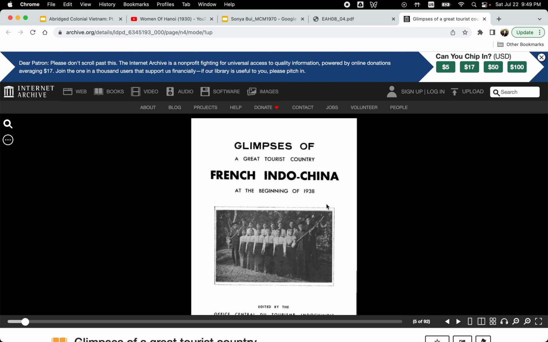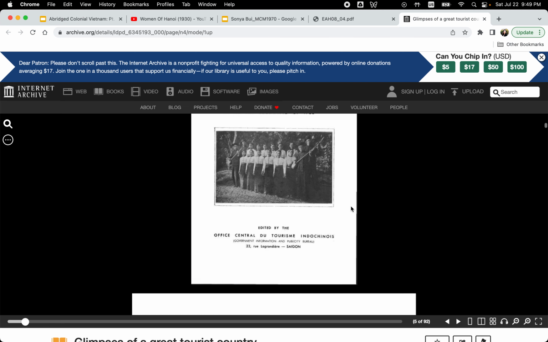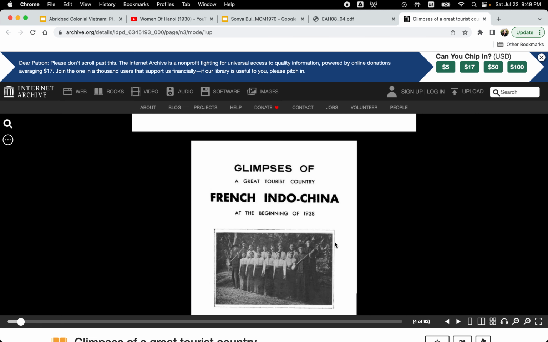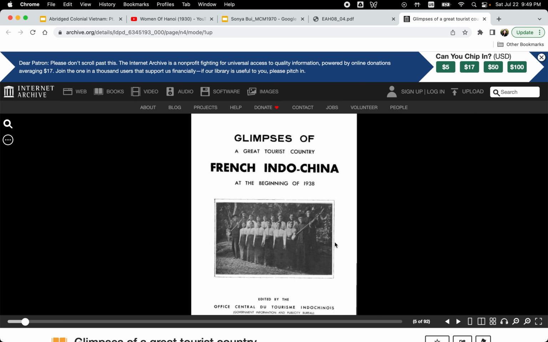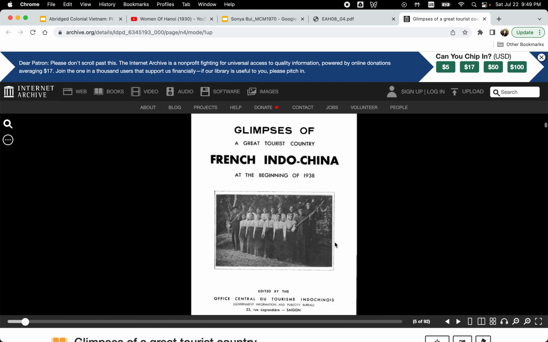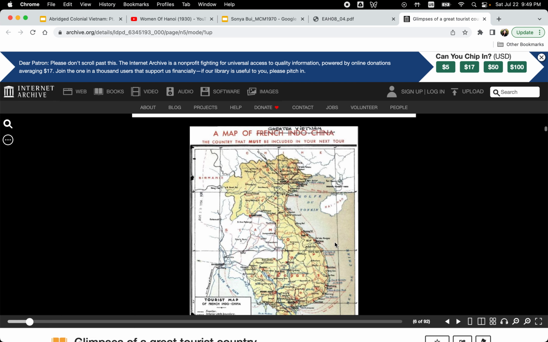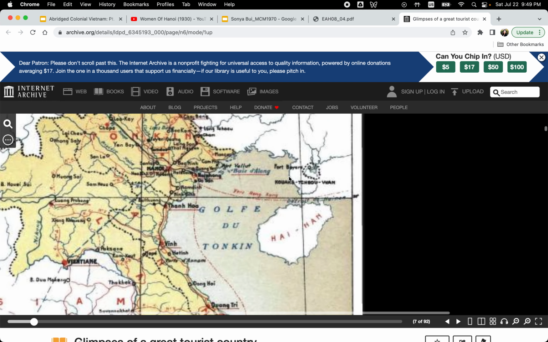It's translated from French and it's called Glimpses of a Great Tourist Country, from 1938. What's interesting here is that it was created by the Office of Tourism in Indochina, and it's very much tailored to both French and Anglophone audiences, so British, American, and Australian, those who would possibly come to Indochina for tourism. So even a close analysis of this map would be really interesting.